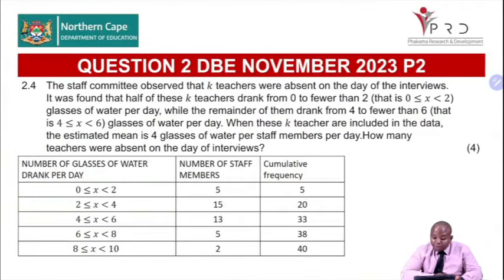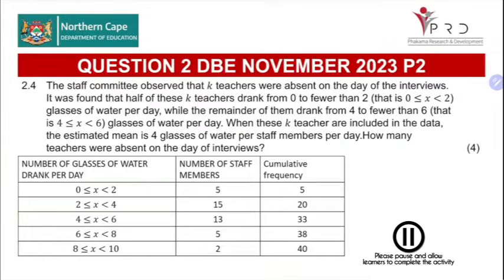Now, grade 12, we have 2.4. And for this 2.4 question, we are given 5 minutes to complete that 2.4. And your 5 minutes starts now.